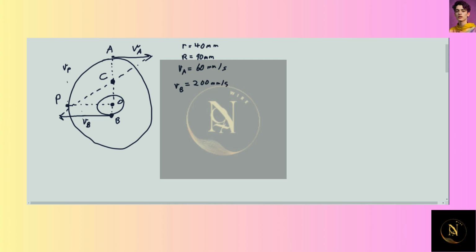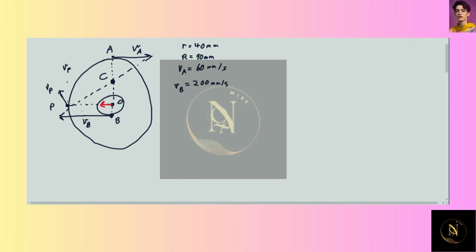So point P, we know will have to be moving in a direction up and to the left in this case, because it has to be 90 degrees away from the line CP. And point O then will have to be moving directly to the left, in the same direction as B is moving.